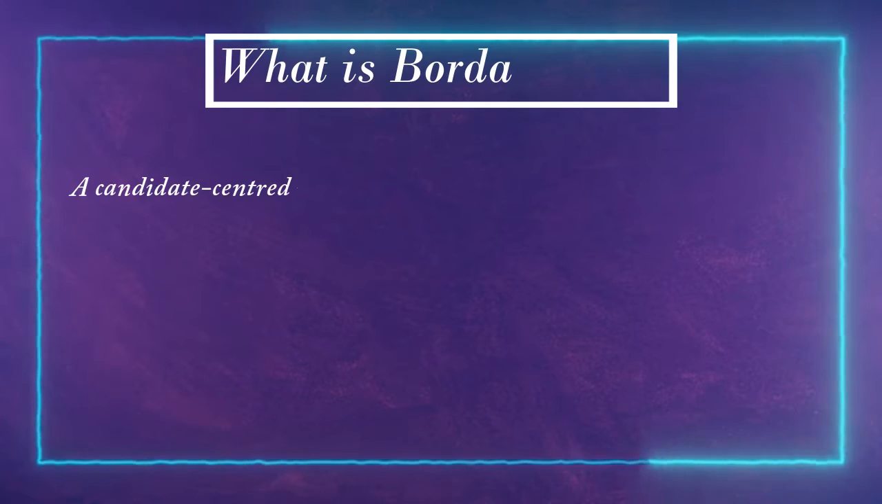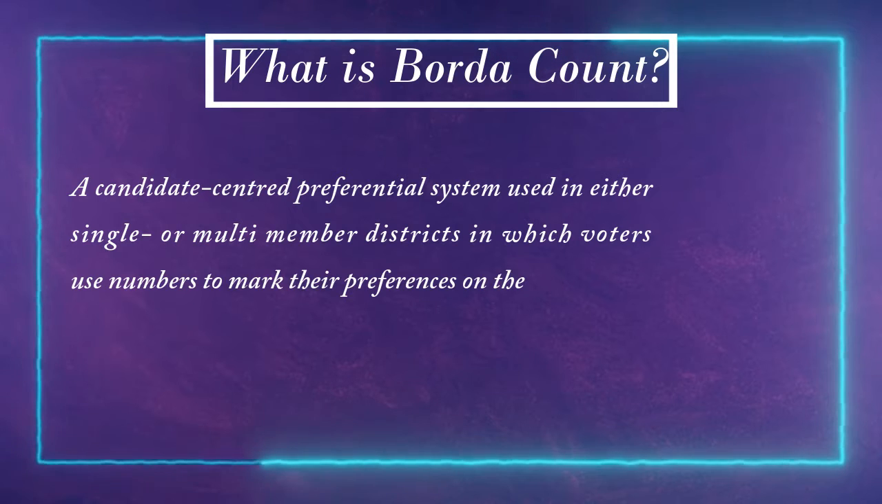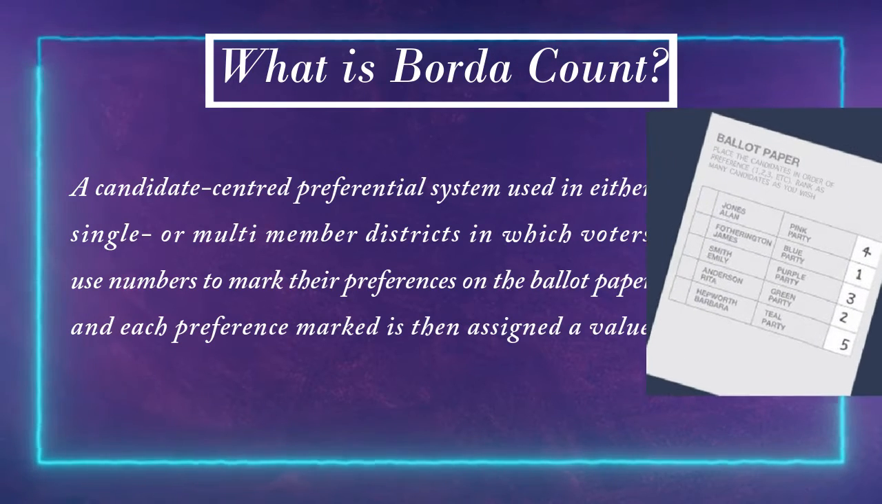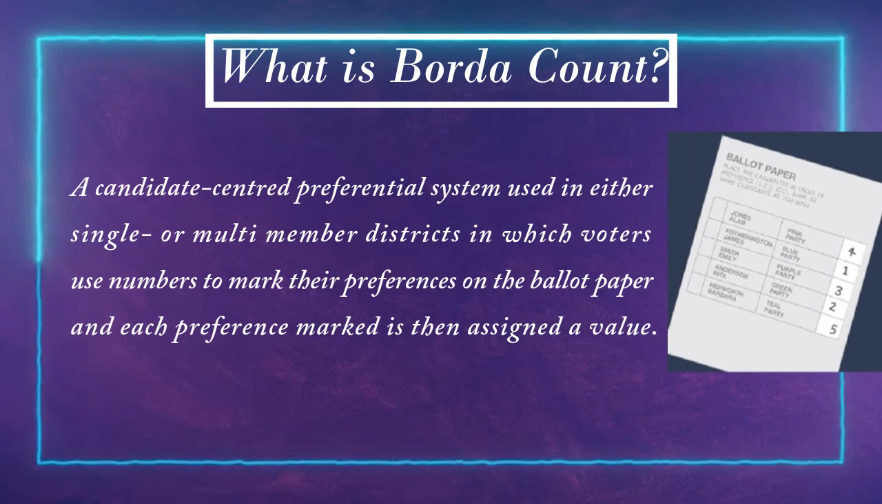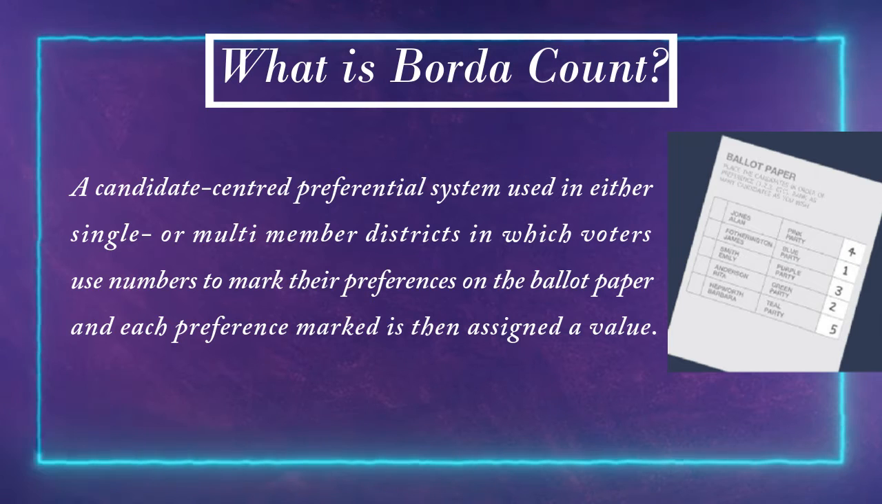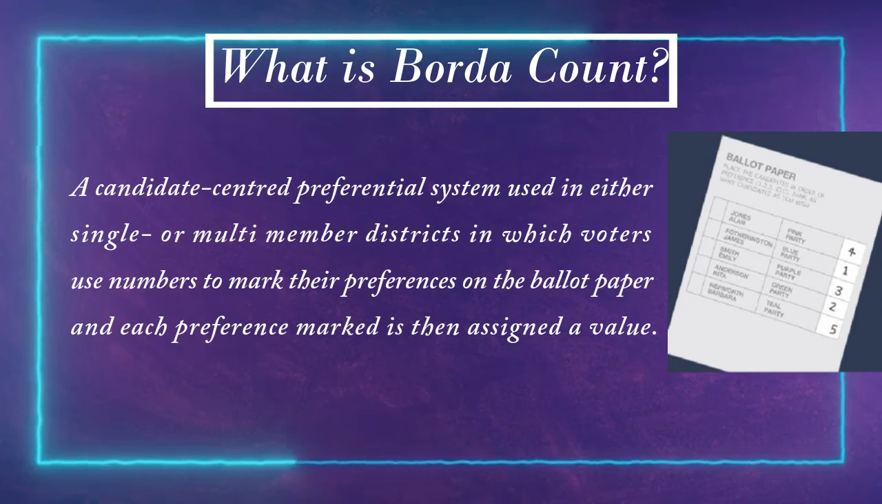What is the Borda count? The Borda count is a candidate-centered preferential system used in either single or multi-member districts in which voters use numbers to mark their preferences on the ballot paper, and each preference mark is then assigned a value using equal steps. These are summed and the candidate with the highest total, or candidates, are declared elected.